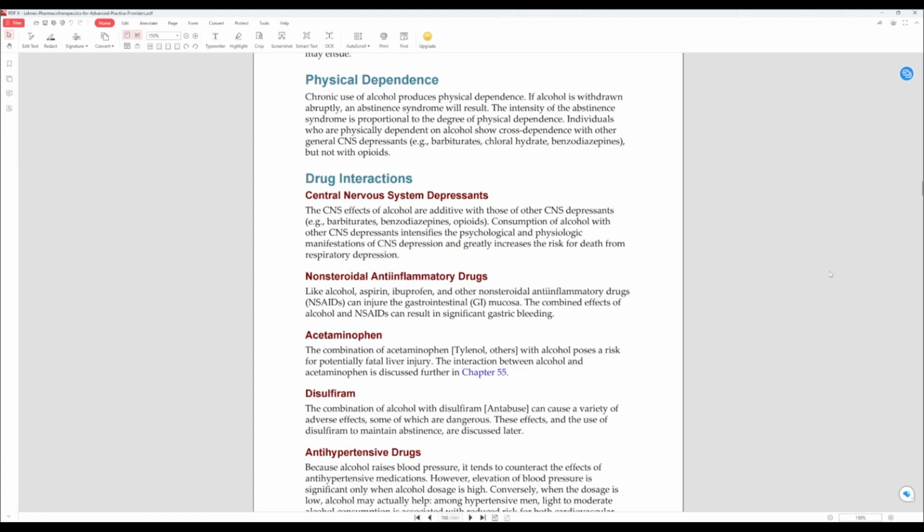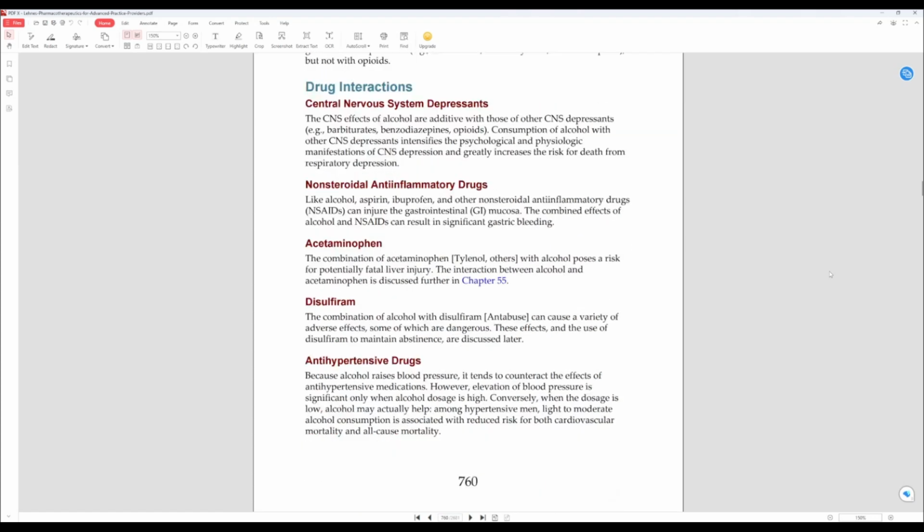Your nonsteroidal anti-inflammatory drugs. Similar to alcohol, aspirin, ibuprofen, and other NSAIDs can injure the gastrointestinal mucosa. The combined effects of alcohol and NSAIDs can result in significant gastric bleeding. Tylenol. The combination of Tylenol with alcohol poses a risk for potentially fatal liver injury. The interaction between alcohol and Tylenol will be discussed in further detail in Chapter 55.